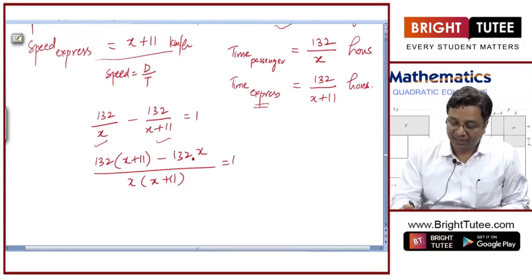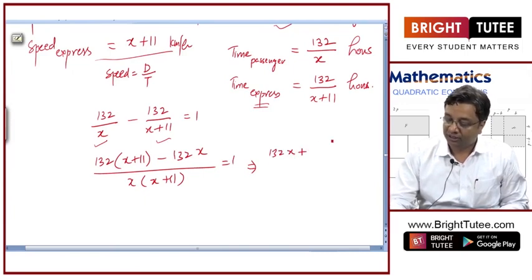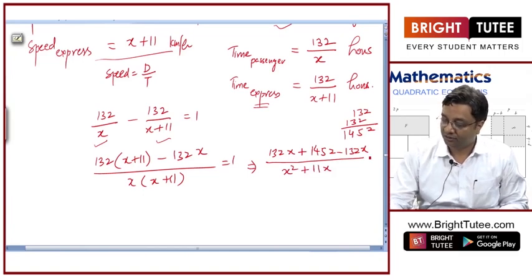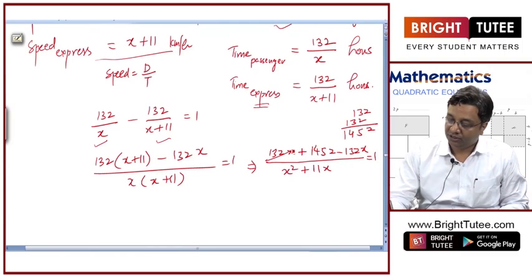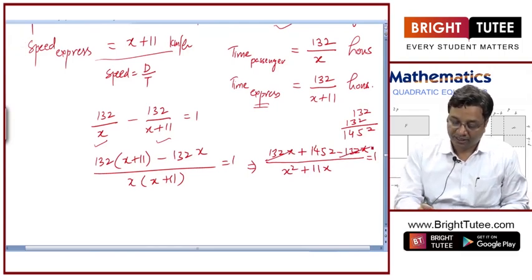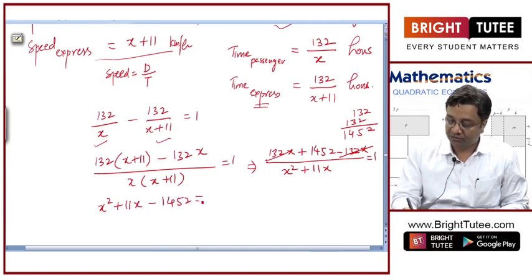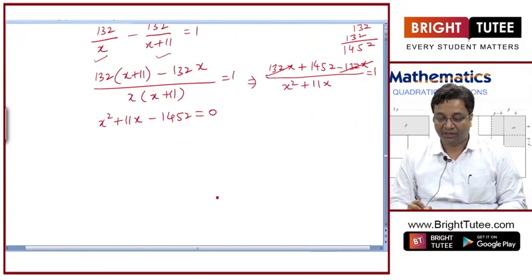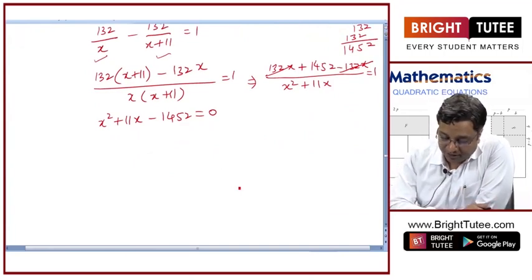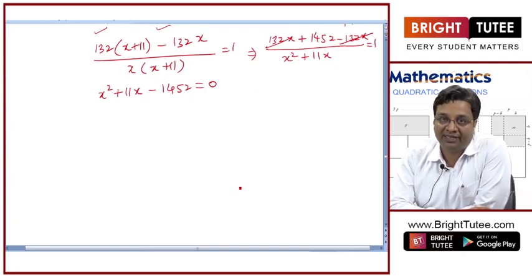So 132x will get cancelled here. 132x plus 132 into 11 is how much? 1452. So 1452 minus 132x divided by x square plus 11x is equal to 1, right? Now this 132x gets cancelled. x square plus 11x minus 1452 is equal to 0. So this is the quadratic equation that I have got here, right? Now we just need to solve this quadratic equation and find its roots.